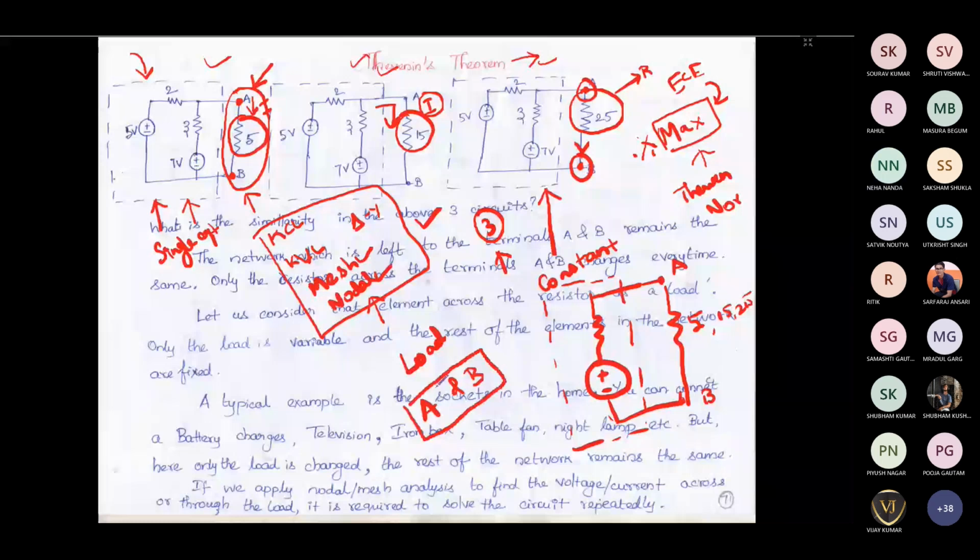If the remaining circuit is constant, and if you are using mesh analysis or nodal analysis, you have to solve the complete circuit again. You will be getting a set of equations, then you need to solve the equations in order to find the solution. But here only one resistance is changing in the complete circuit among these three. So if only one resistance is changing among all the circuits, why do we need to solve the circuit repeatedly in order to find the current?